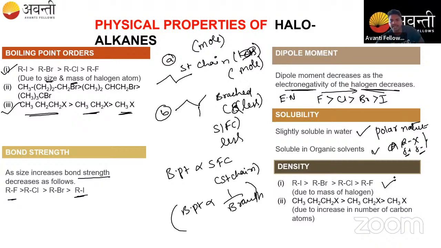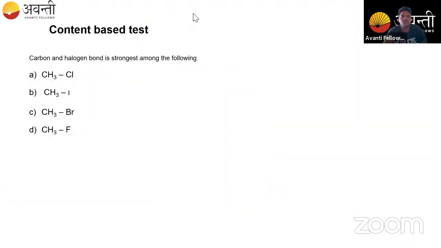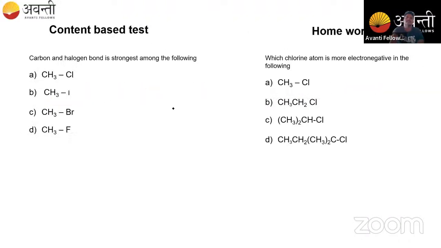Next, density. Again, due to the mass of the halogen down the group, size increases, mass also increases, so mass by volume increases. That's why down the group density will increase. Here you can see an increase in the number of carbon atoms will increase the density. So these are all the properties of haloalkanes for today's class. That's it guys. Try to answer this one, then we can end the class.